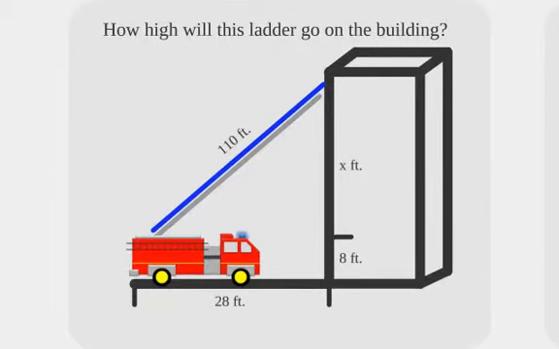All right, how high will the ladder go on this building? The fire truck is 8 feet tall. It's 28 feet away. How tall will the ladder go on the building? Now notice, it starts out at 8 feet, so when you get x, you got to add x to 8, okay? So here's the right triangle. 110 is the hypotenuse. 28 is that leg on the bottom.